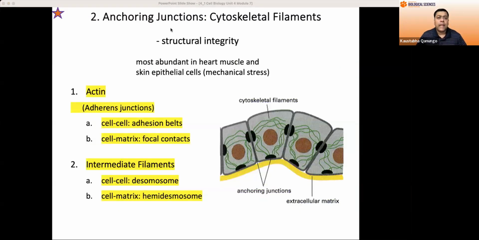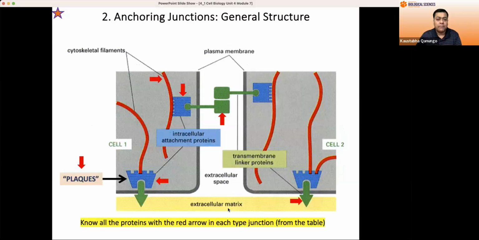Looking at the anchoring junctions, here you have the actin as the cytoskeletal filaments, and we call this one the adherens junction. And cell-to-cell adhesion belts, cell-to-matrix focal contacts, and if there are intermediate filaments, cell-to-cell desmosomes, cell-to-matrix hemidesmosomes. Very straightforward questions. What is what? You should not have any problem.